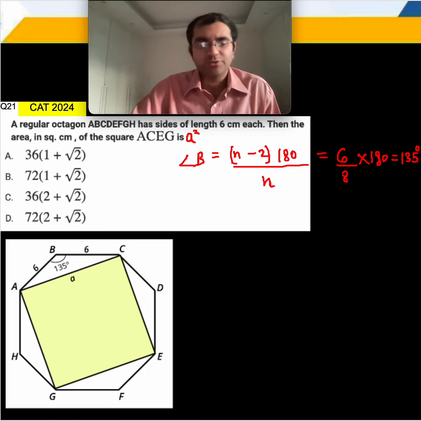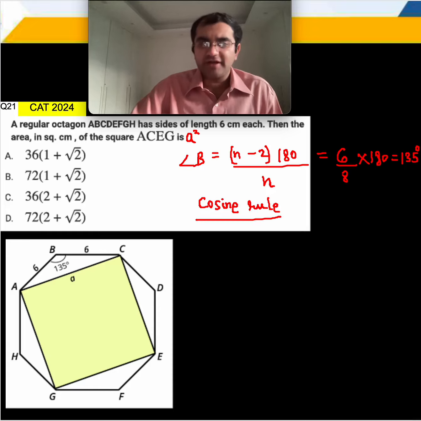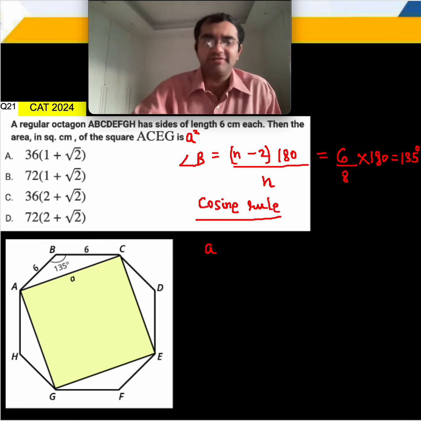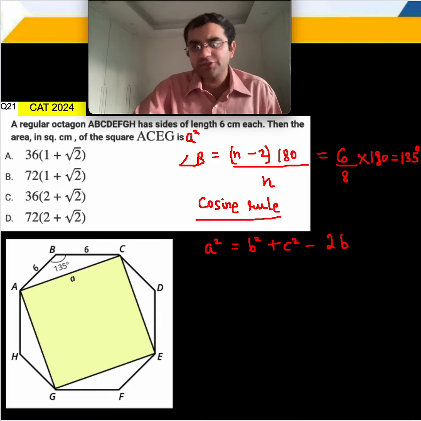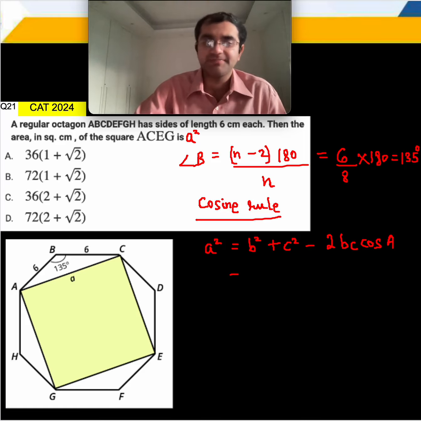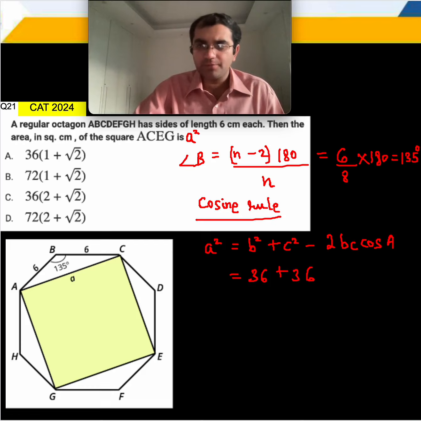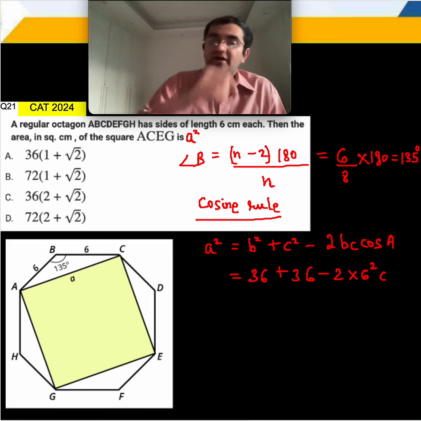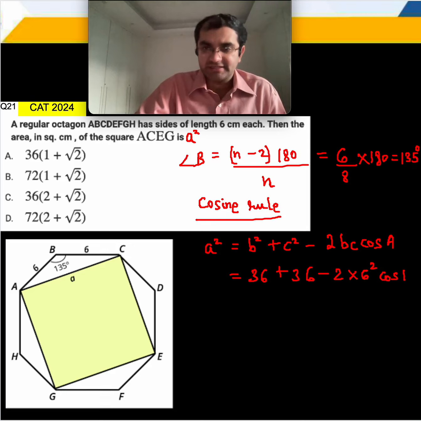Here we have to find a square, the area of the square. The cosine rule for any triangle states that the side opposite the angle, which in this case is a square, is equal to b square plus c square minus 2bc into cos of A, which is 135 degrees. So B and C we already know. 2 into 6 square, and we need the value of cos 135 degrees.